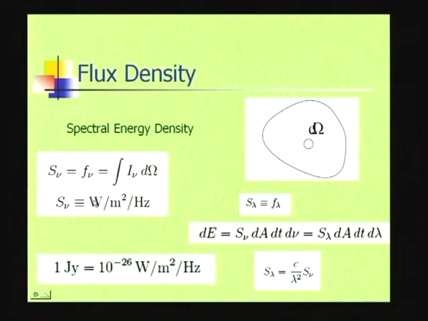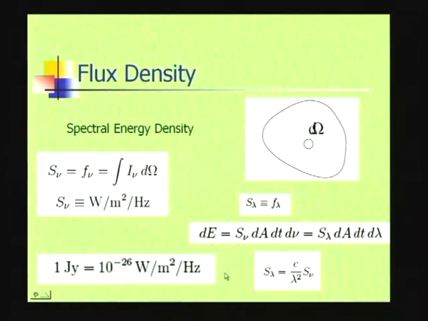So, it is the energy in watts per meter square per hertz. Okay, I have integrated over the solid angle. So, this is the quantity that is measured in principle, and quite often we use the unit of 1 Jansky, particularly in radio astronomy. This is 10 to the power minus 26 watts per meter square per hertz.